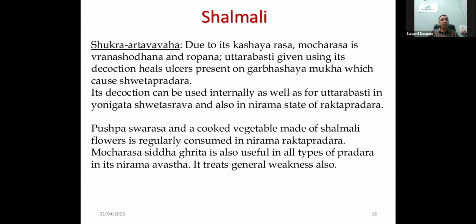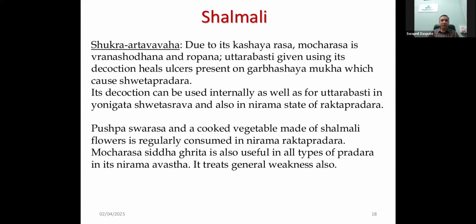Mocharasa siddha ghruta is used wherever Shalmali flowers are freshly available. In that case you can do this, else Mocharasa can be used. Mocharasa siddha ghruta is useful in all types of Pradara. In its Niramavastha, as we know, it does Stambhana action. So, Mocharasa Siddha Ghruta is useful in Niramavastha.